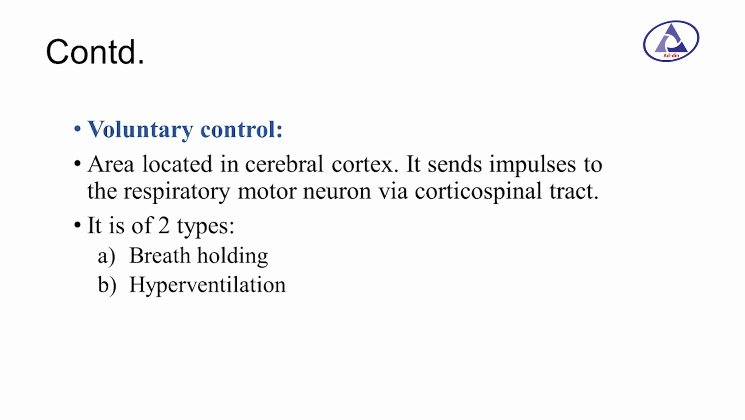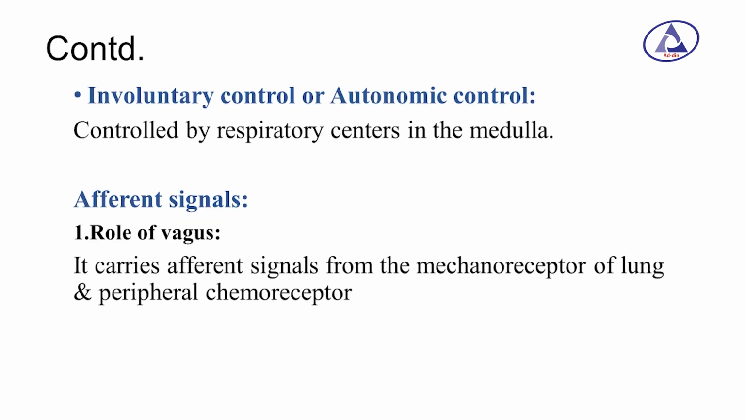So the voluntary control is located in the cortex. It is not in the medulla oblongata. Okay? Then it sends an inspiratory signal. It sends motor signals via which tract? Via the corticospinal tract. Now, involuntary control. It is controlled by the respiratory centers. So far, the centers we have discussed, is it under voluntary or involuntary control? The respiratory centers we have discussed so far are under involuntary control, or autonomic control.